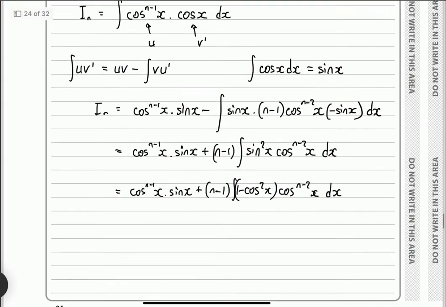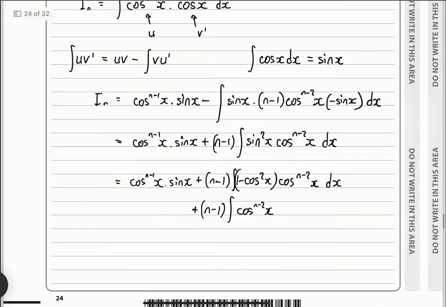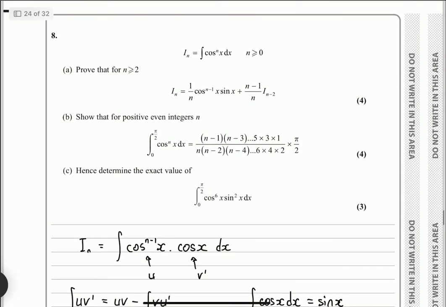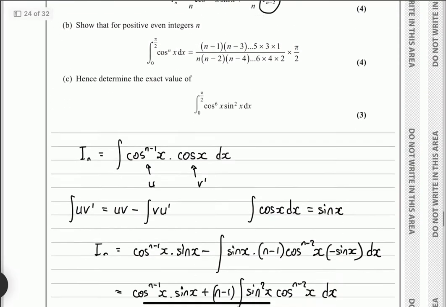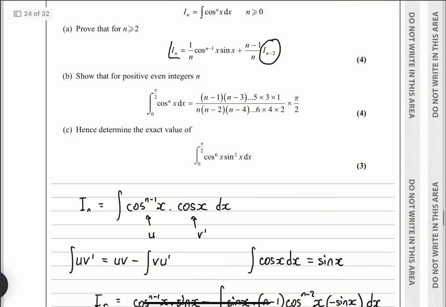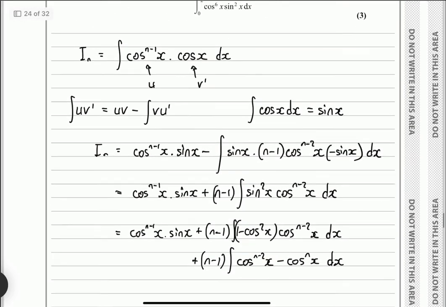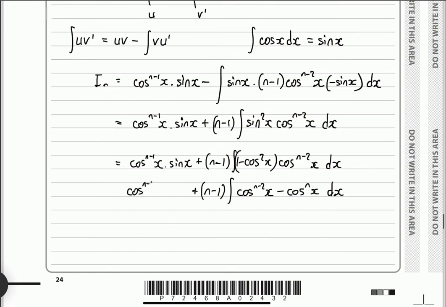Now that's good because when we multiply this out, we get cos to the power n minus 2 x, which I assume we've got an I_(n-2), yes, I_(n-2). That's what that will become. And then cos squared times cos to the power n minus 2 just becomes cos^n. And that's okay because that's I_n, and we can have that interact with I_n on the left-hand side. That's probably where this divide by n will come from. So let me fill in what I've missed off.